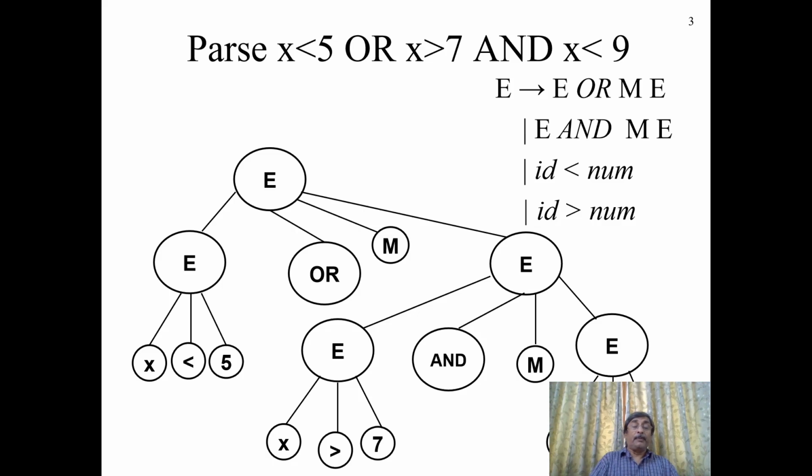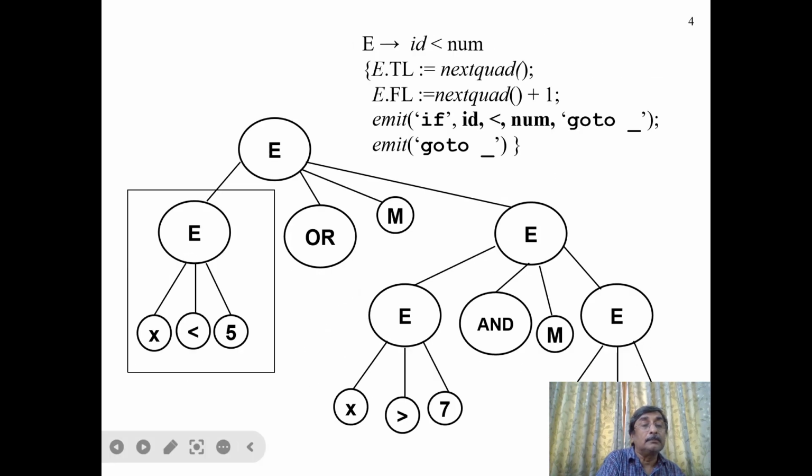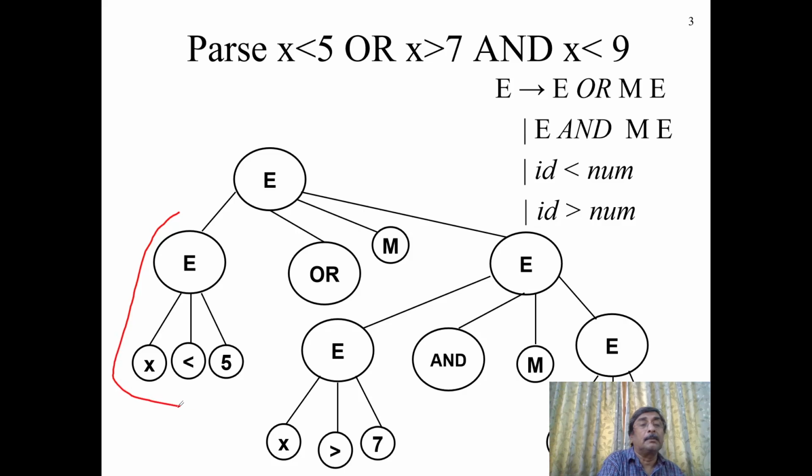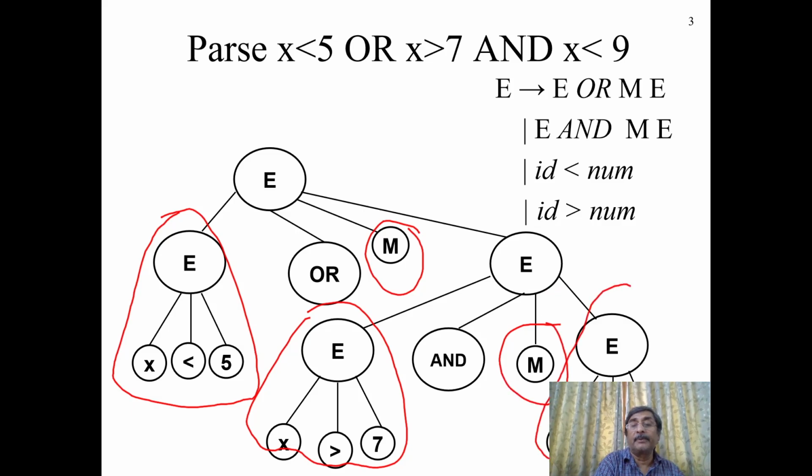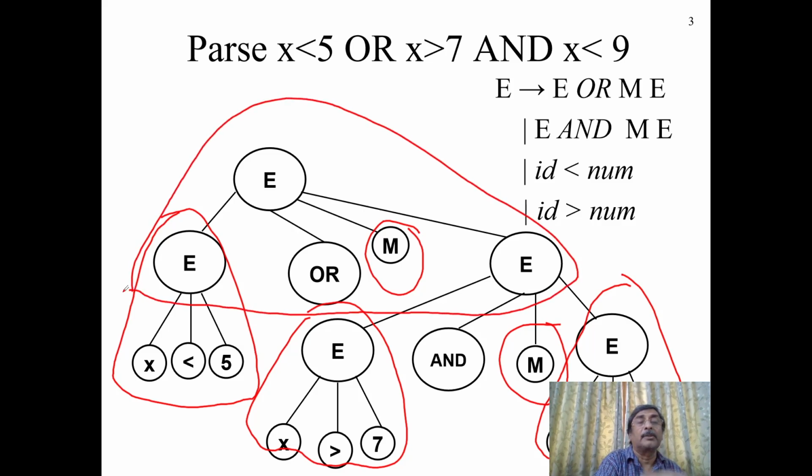Look at the parse tree, however, you can understand that this will be my first reduction, then this will be my next reduction, this will be my third reduction, this will be my fourth reduction, this will be my fifth reduction, and then the entire thing will be my last reduction, right? So you'll see that we'll go in that manner.